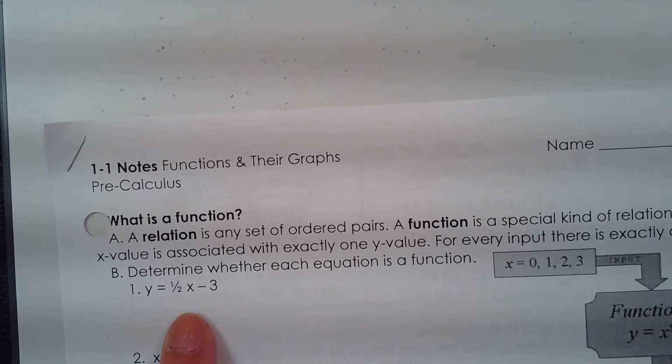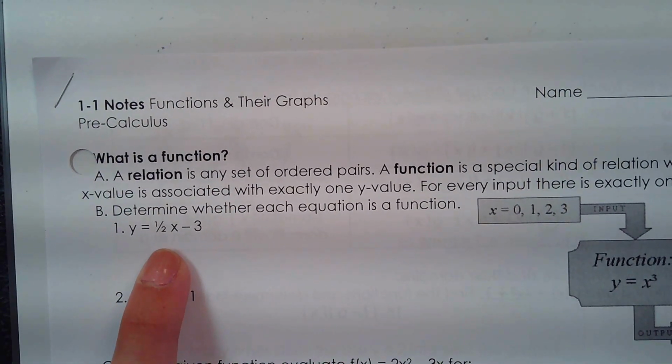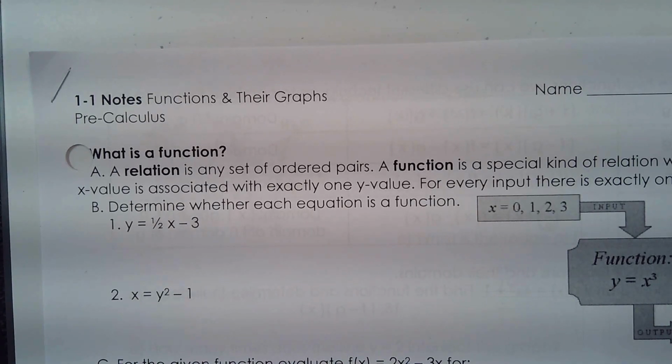What type of equation is this? Linear, right? And we know that a line, visualize that in your head. What's the graph going to look like? A line. Is that going to pass the vertical line test? Yeah, so it's a function. I think that's the easiest way to do it. Is that okay? Make sense?